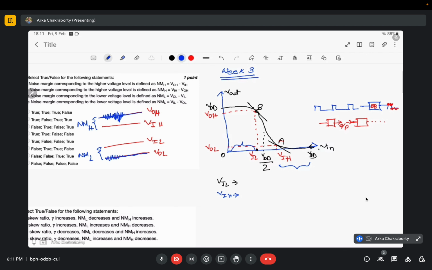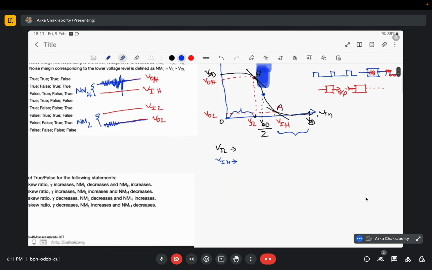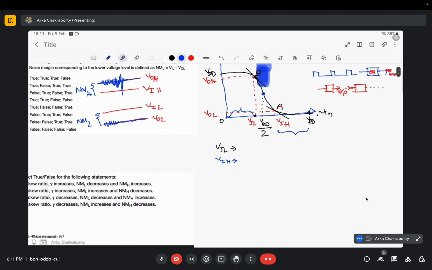Okay, and if that noise exceeds this, then I'll be going to this region of operation, and I'll not be sure what my output will be. That's why we ensure that there is a sufficient gap between the output voltage levels and the input voltage levels, and we define it by noise margin, how much noise the circuit can tolerate. Okay, so you can see from this diagram, and you might be familiar with this diagram also.